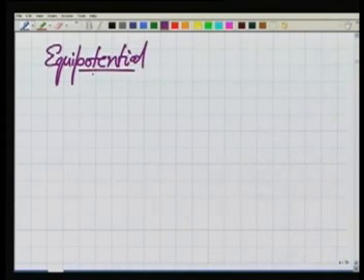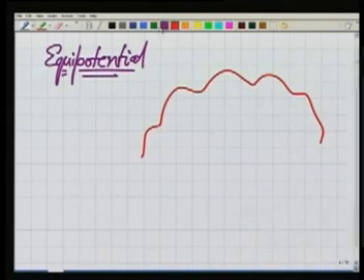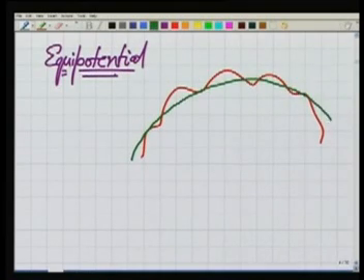Now what is the meaning of that? The meaning is, if this is my earth, all over the earth I can define a surface, and everywhere I can define the line of gravity, or that is called the plumb line.